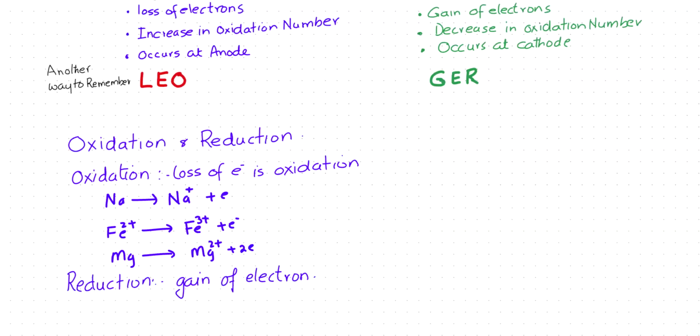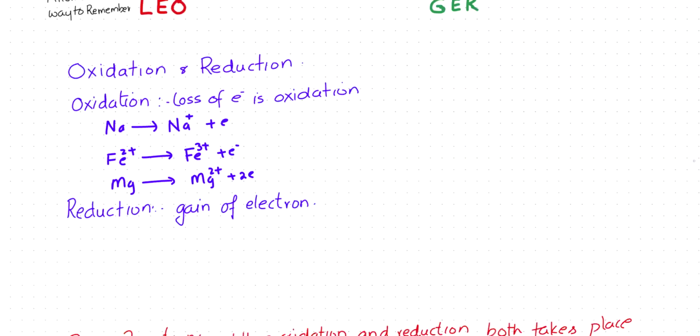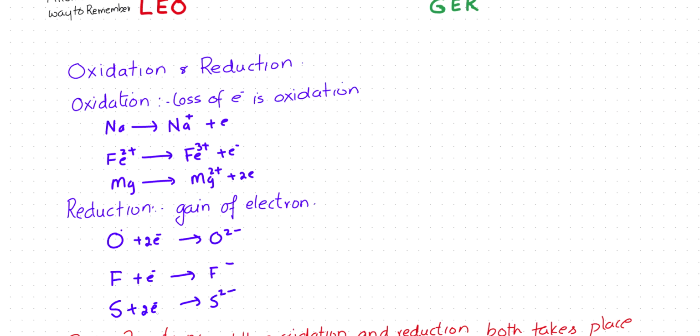Next, reduction is gain of electrons. For example, oxygen, after gaining two electrons, forms oxide ion. Fluorine atom, after gaining one electron, forms fluoride ion. Similarly, sulfur, after gaining two electrons, forms sulfide ion. So for gain of electrons, we write the electron before the arrow, and they form negative ions. So this is reduction. Gain of electron is called reduction.